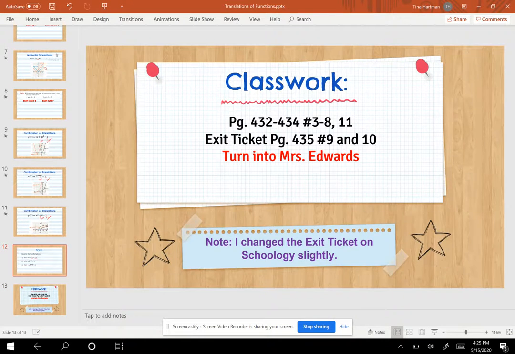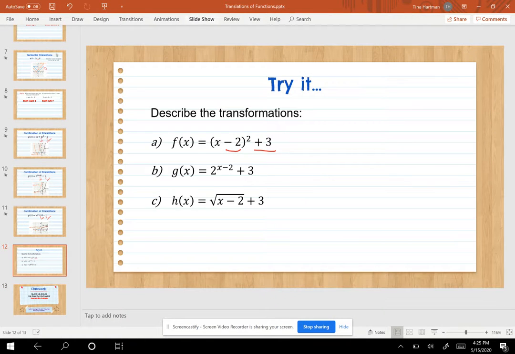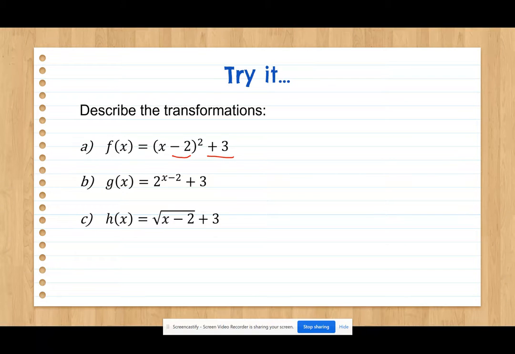Let me go back and show that to you again. I clicked too fast. So like I was saying, we said right 2 and up 3.